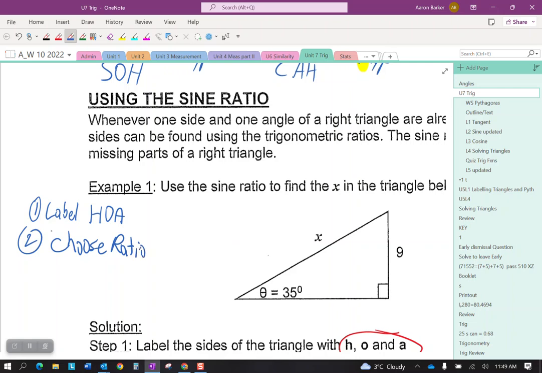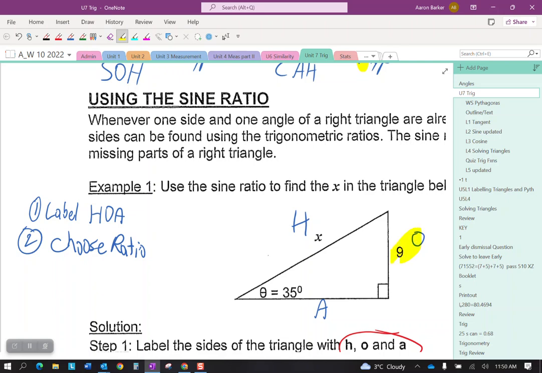So go ahead, do number 1. Label your sides. On this triangle, label your hypotenuse, your opposite side, your adjacent side. Do it. Don't just stare at it. Which one's H? Which one's O? Wrong. Opposite. Last one? A. Good. So eyes up here.